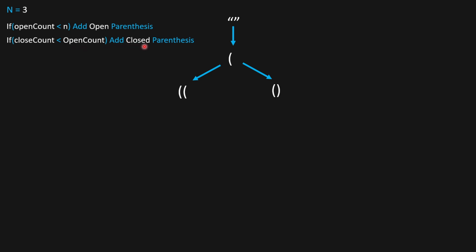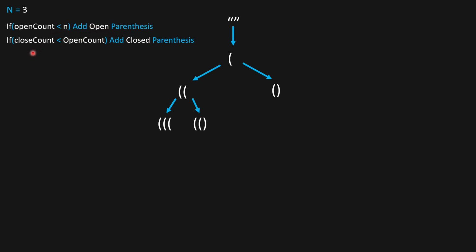It is, so we can also add a close count. So let's do that. We've added our open parentheses, and we can also add a closed one. Now we're gonna check it for this one, and we gotta ask ourselves, is open count, which is 1, because we only have one open parenthesis here, less than 3?